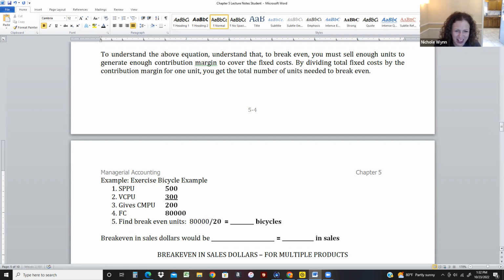80,000 divided by 200. And we would say 400 bikes. So 400 bikes is the number of bikes we need to sell to be able to break even. If we want to convert that into dollars, then all we have to do is say 400 bikes, and what do we sell one bike for? Our selling price for one bike is $500. So that would be 200,000 in revenue.